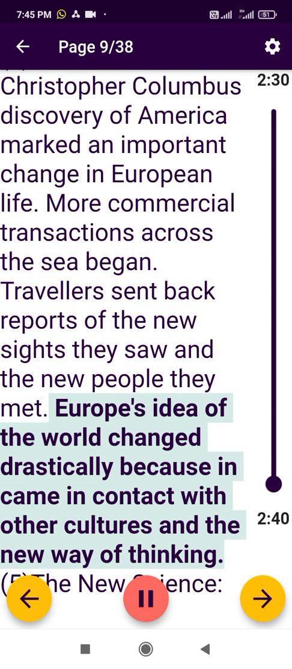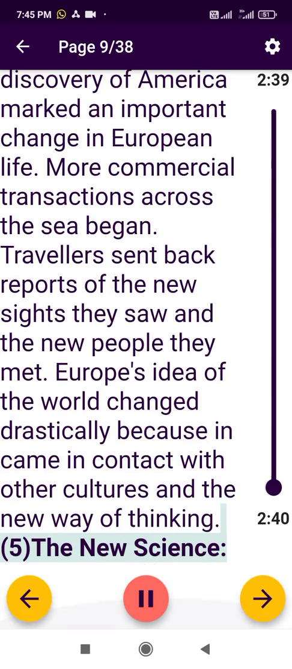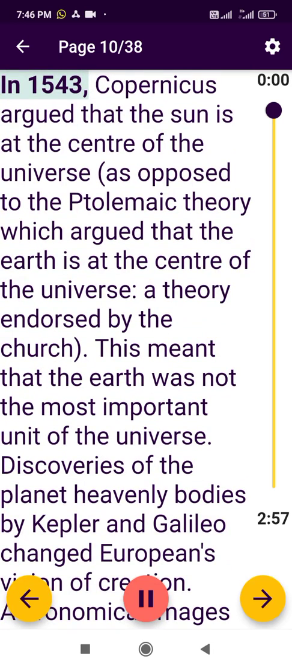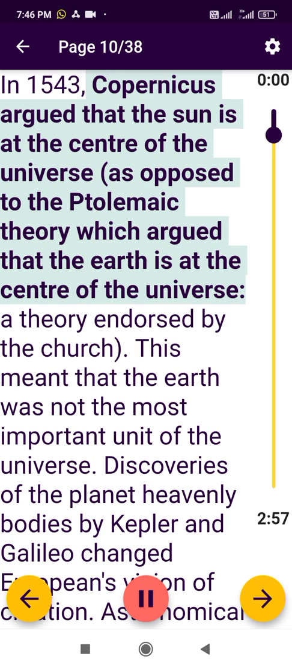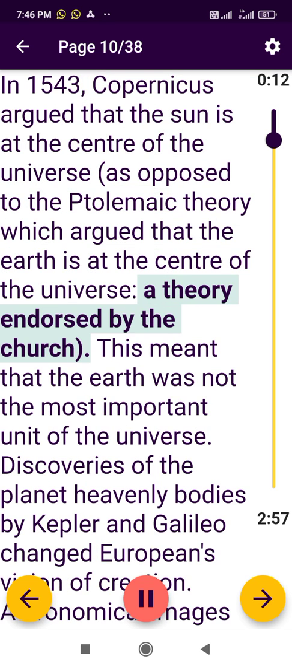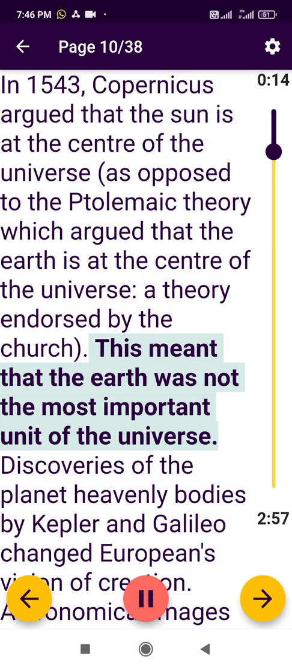Europe's idea of the world changed drastically, because it came in contact with other cultures and new ways of thinking. 5. The New Science. In 1543, Copernicus argued that the sun is at the center of the universe, as opposed to the Ptolemaic theory, which argued that the earth is at the center of the universe, a theory endorsed by the Church. This meant that the earth was not the most important unit of the universe.